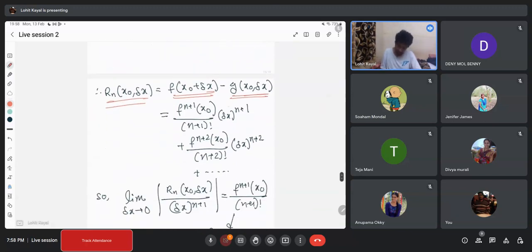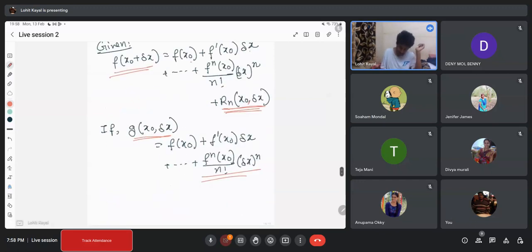So what will be the result? The result will be f to the power n plus 1, that is the n plus 1th derivative, at x naught by n plus 1 factorial, delta x to the power n plus 1, plus f to the power n plus 2 at x naught by n plus 2 factorial into delta x to the power n plus 2, plus dot dot dot.